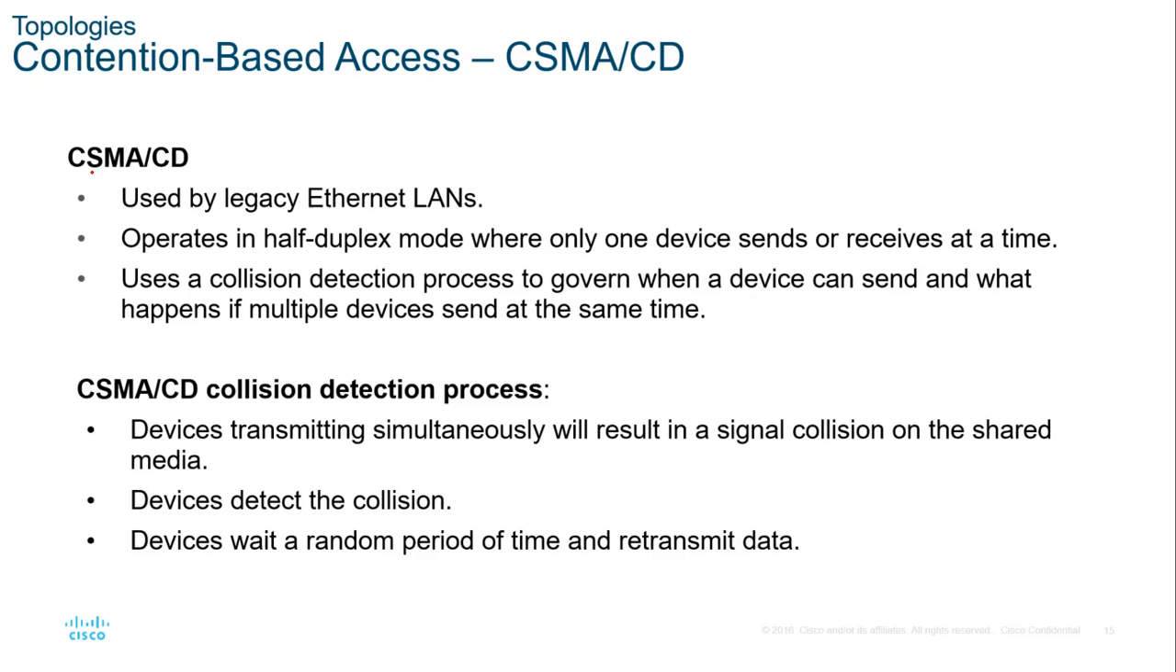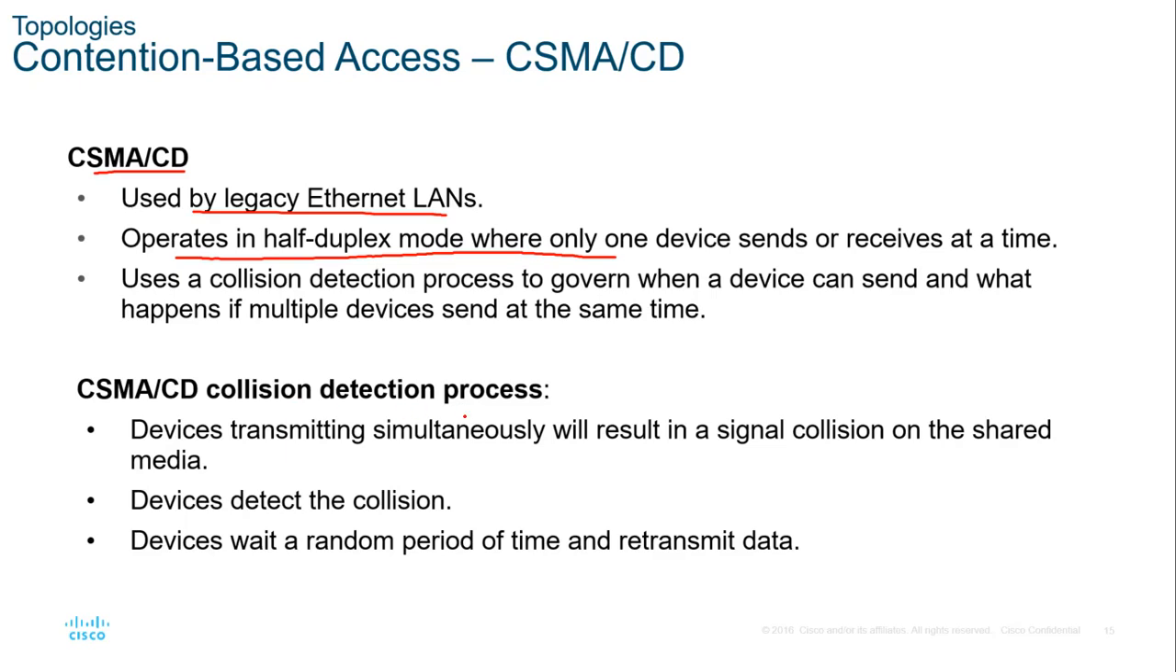Carrier sense multiple access with collision detection is used in legacy Ethernet LANs, those with a bus topology. It operates in half duplex mode, where only one device sends or receives at a time. It uses a collision detection process to govern when a device can send, and what happens if multiple devices transmit at the same time.